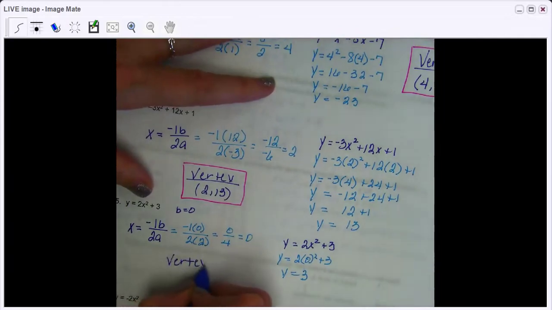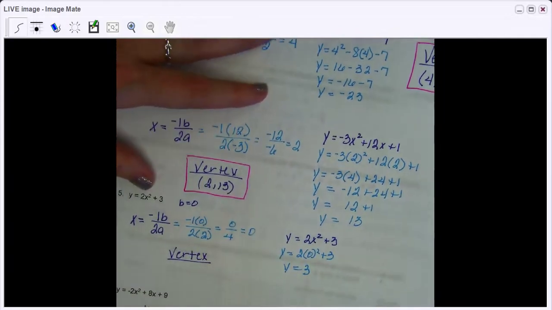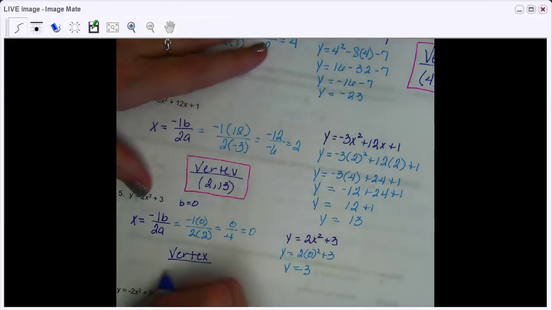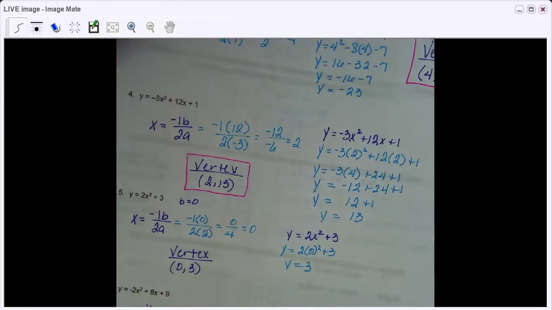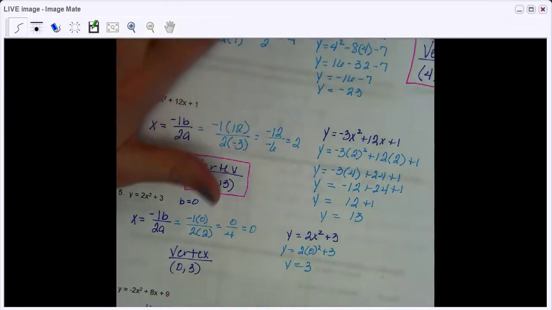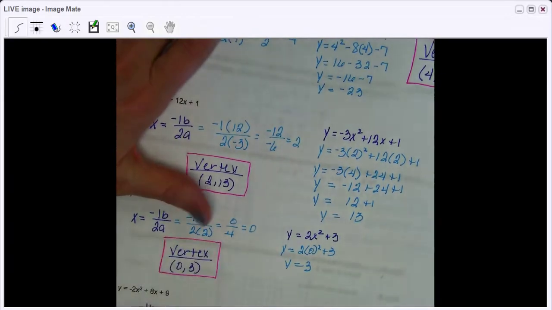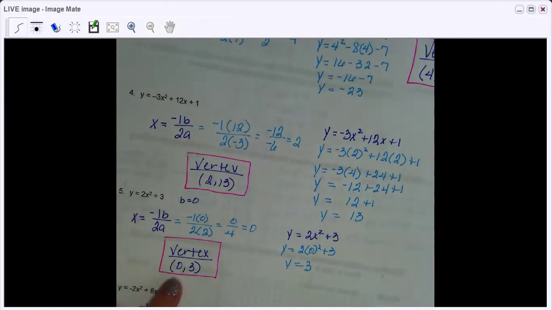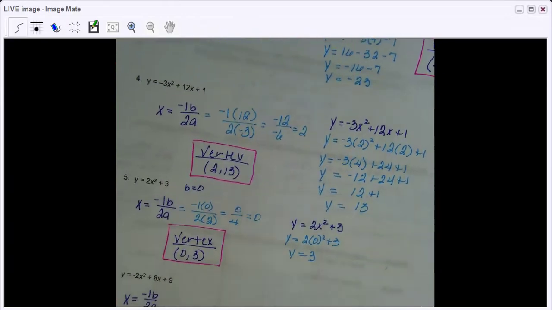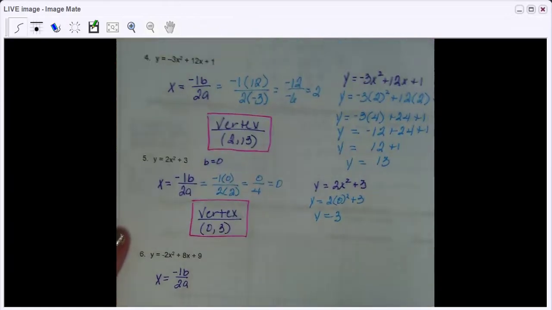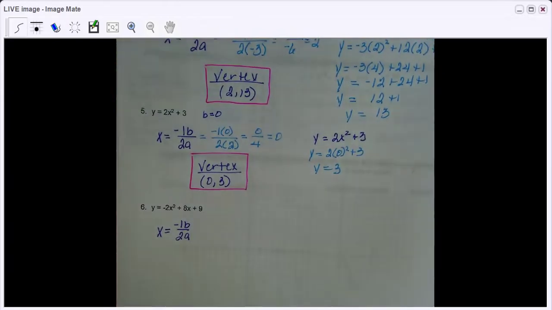So the vertex is, does anybody know what the vertex is? Yes, which is also the y-intercept. Now, not all, I'm just saying this one, yes, it does go down the axis of symmetry. It's the point. But 0, 3 would be the y-intercept as well. All right, so there's one more to do. I want you to do that one on your own, and then we'll check it.